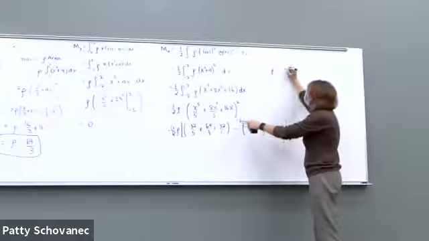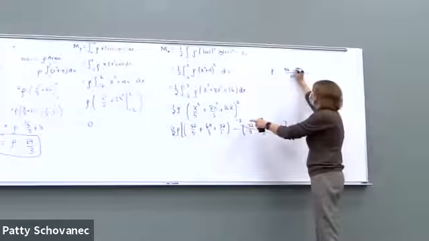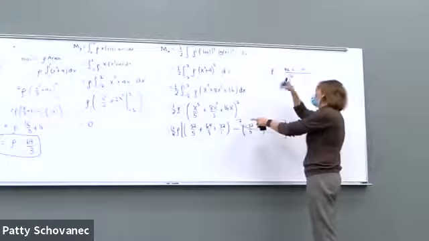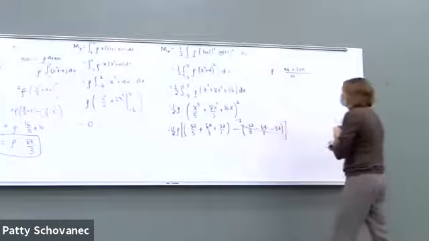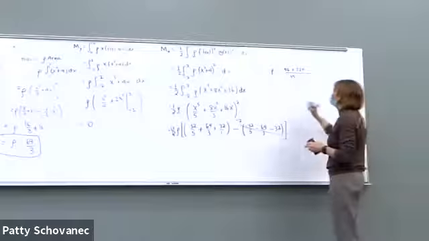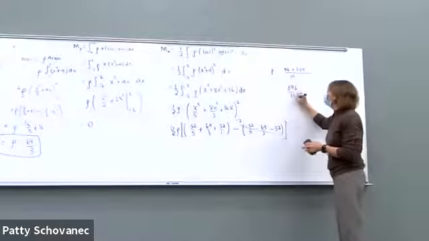So 3 times 32 is 96. 5 times 64, 320. How much? 896.